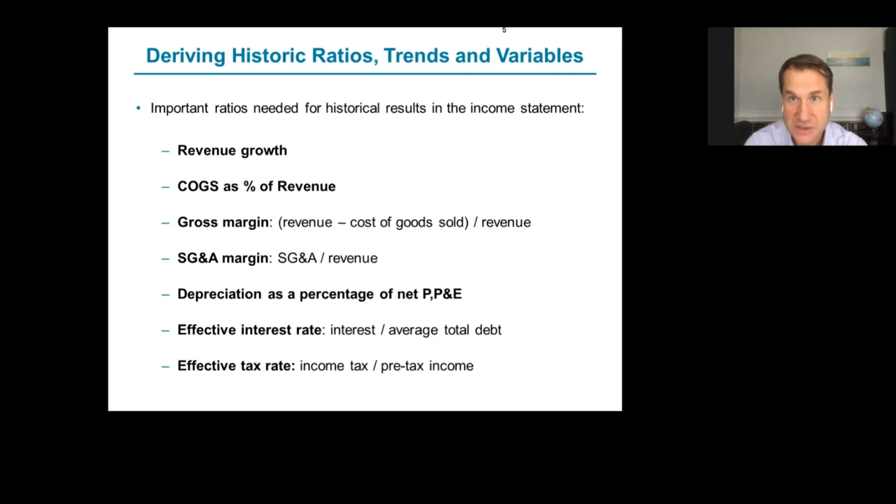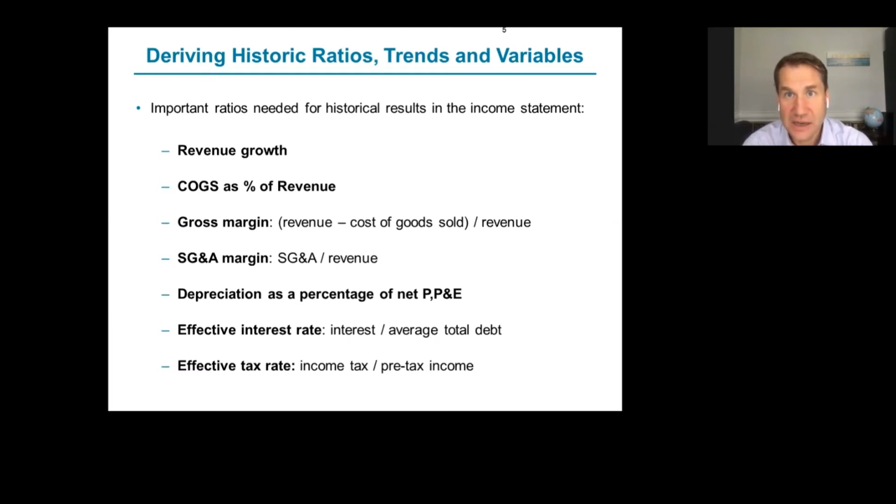So I'll keep going through these metrics. Again, today we'll calculate historical ratios, but I want to be clear why we're doing it, because we will be making assumptions for the future and we will be building forecasts based on these assumptions. So depreciation, we will forecast as percent of plant, property and equipment, PP&E. So we'll calculate what that percentage was historically, and we will assume a consistent number for the future.